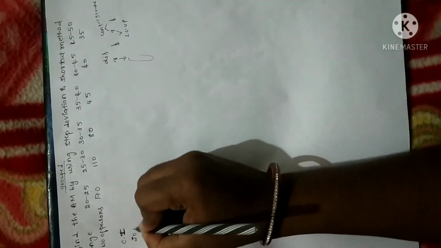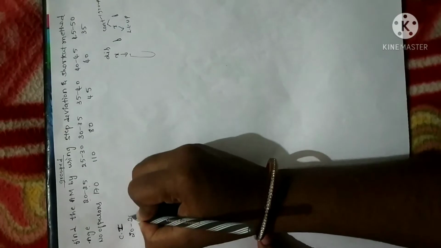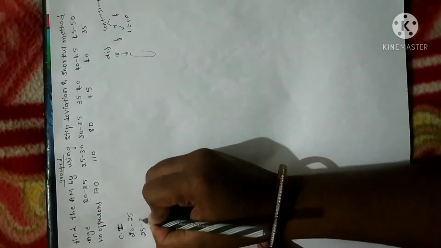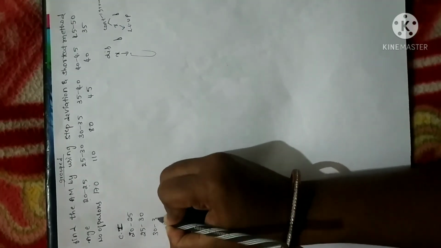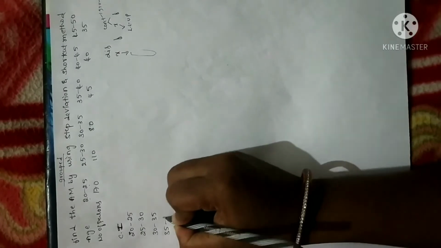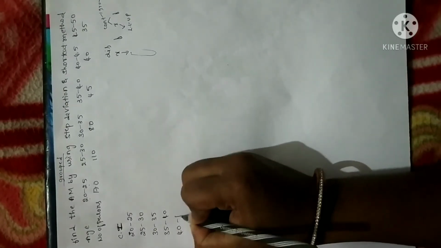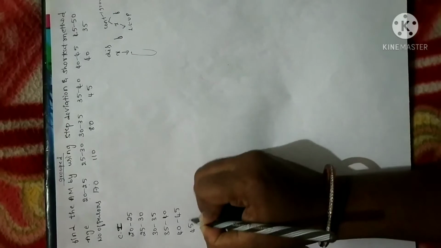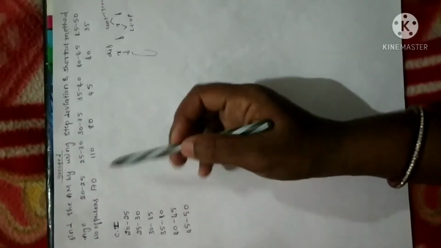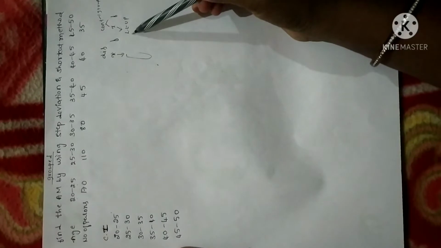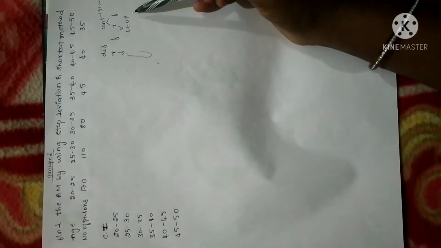X values I'll write here. Instead of x values, it is class interval that is given. Let me write here 20 to 25, 25 to 30, 30 to 35, 35 to 40, 40 to 45 and 45 to 50. Now x values are not given to us. In a discrete series only x values will be given directly, whereas in a continuous series x values will be given in terms of interval, that is lower limit and upper limit.